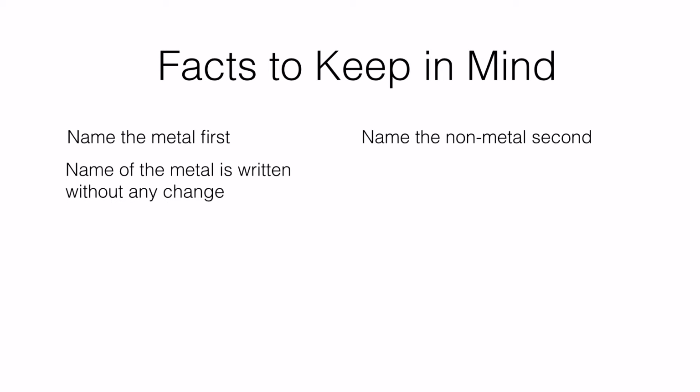A few facts to keep in mind. Name the metal first. Name the nonmetal second. The name of the metal is written without any change. The name of the nonmetal ends in I-D-E.